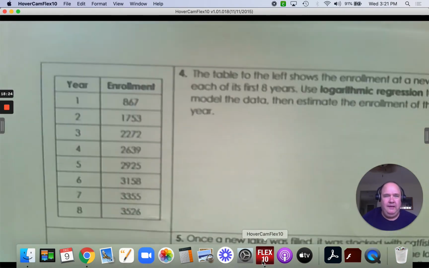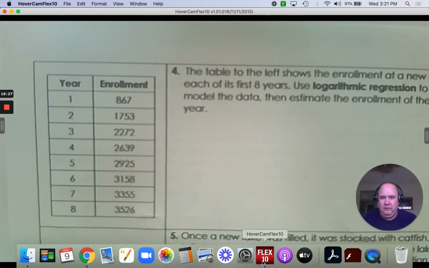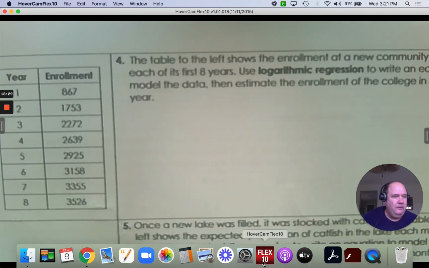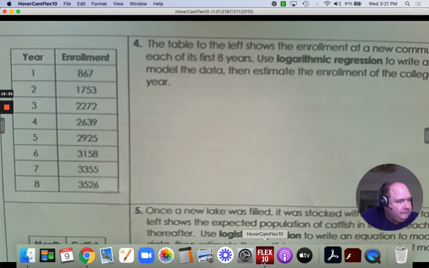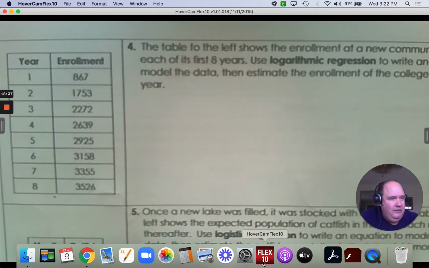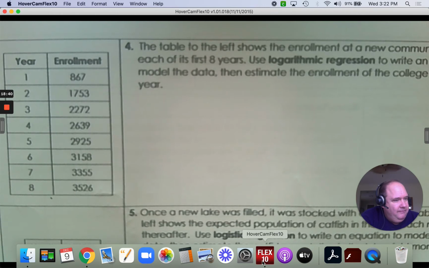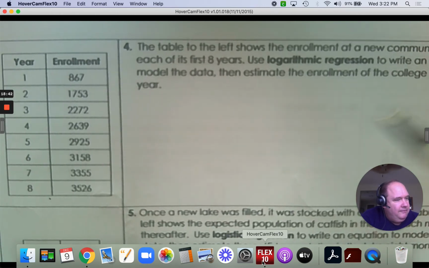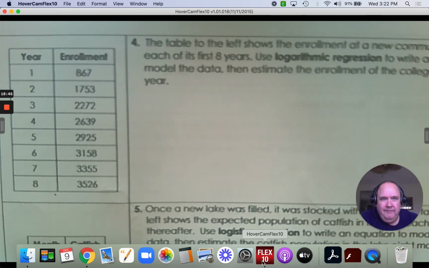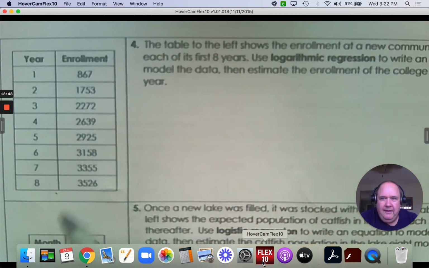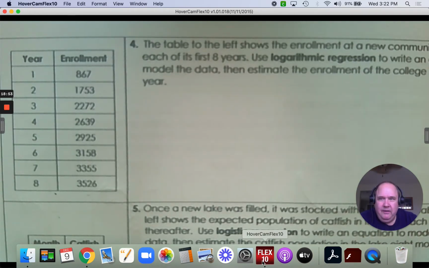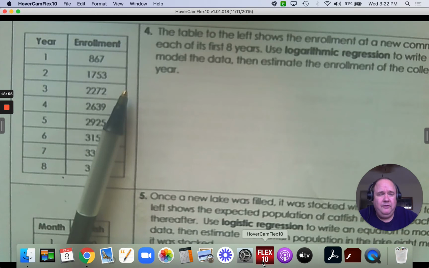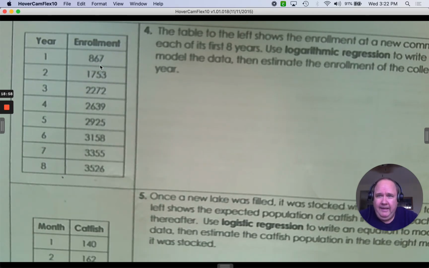So let's try this again. This time we're going to use a logarithmic regression. So the story here is the X column is years. So this is the first 8 years, and it's to estimate the enrollment. So the first year the college was open, and then the 8th year. And then we're going to use that to answer the 15th year that it's open. So step one is to understand the story and then put it in. So in year 1, 867 students were in college and then kept going on from there.